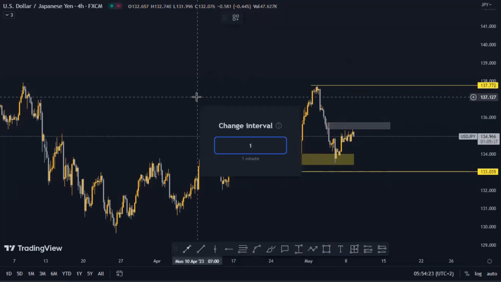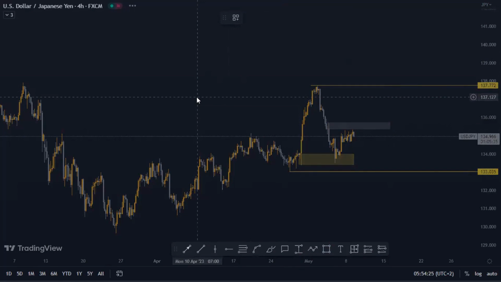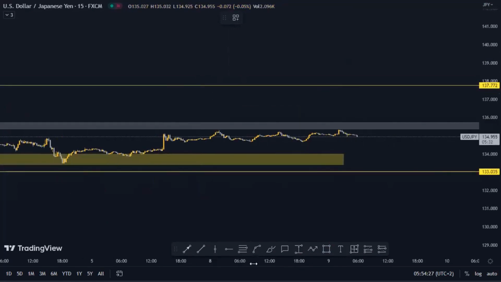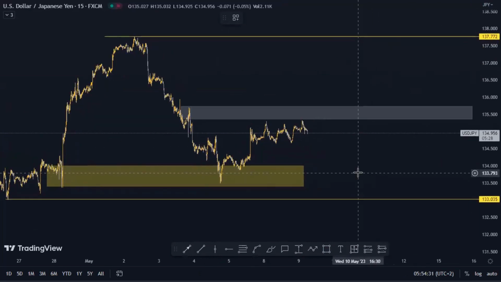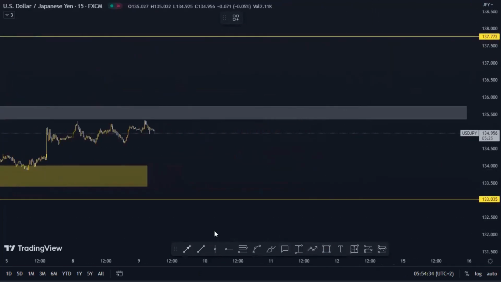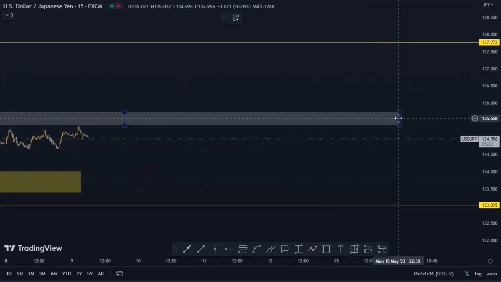Right now, let's step onto a 15-minute time frame to further investigate that. So what do we have here? Potential setups to be traded this week, ladies and gentlemen. Oh, this looks nice. This looks very good.